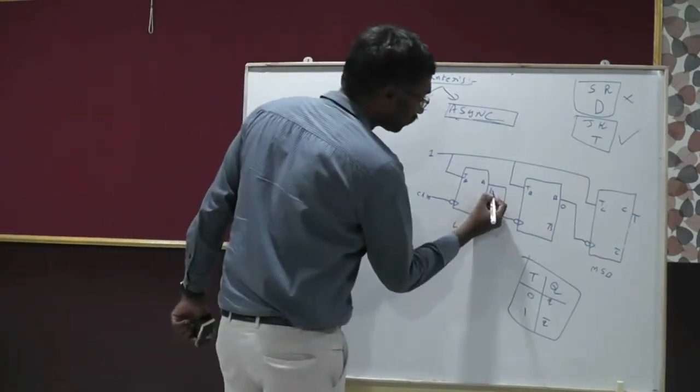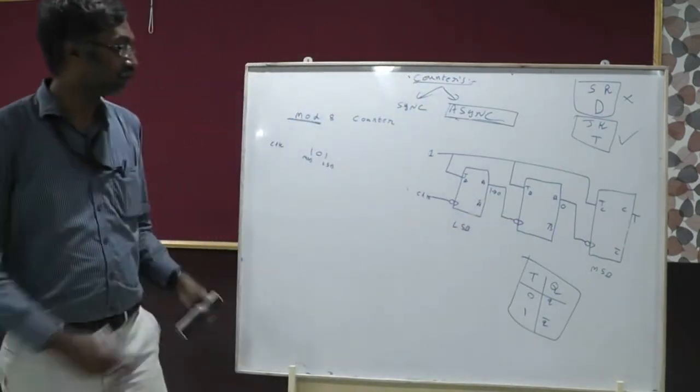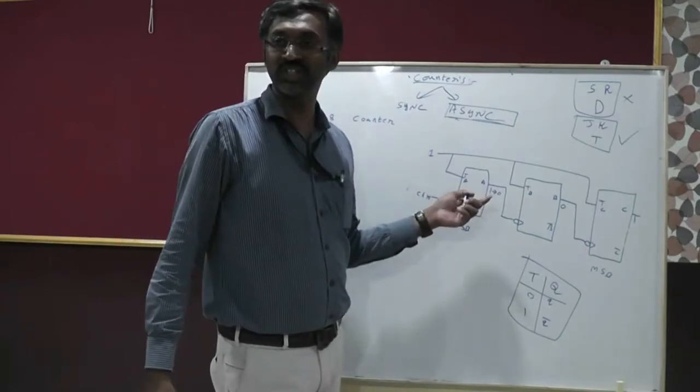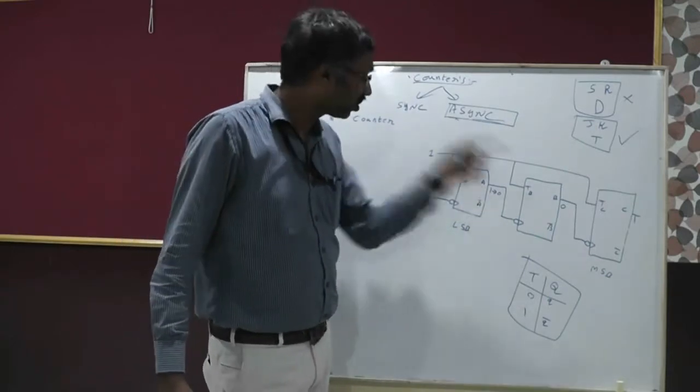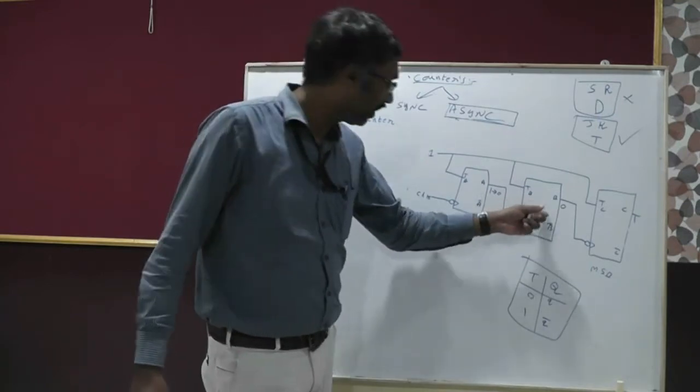So what happens here? It is 1. Now it is going to 0. 1 is going down to 0. So positive edge or negative edge? Negative edge. So due to the negative edge, what happens here with the second flip-flop? It will be on or off? Very good. It will be on.